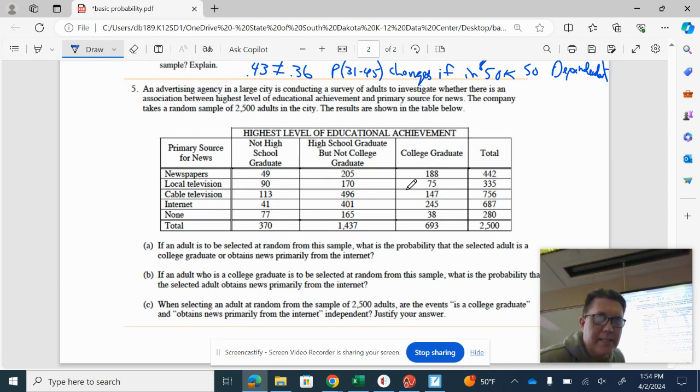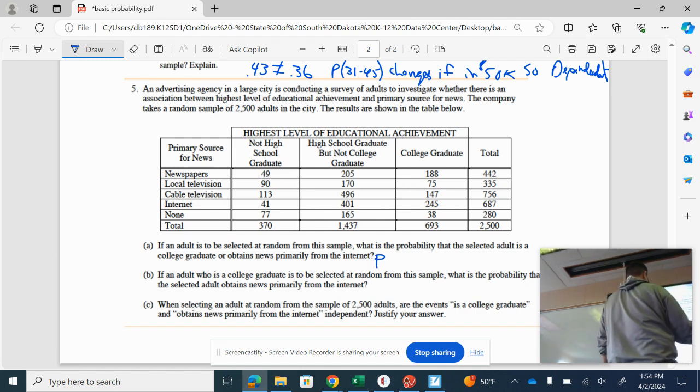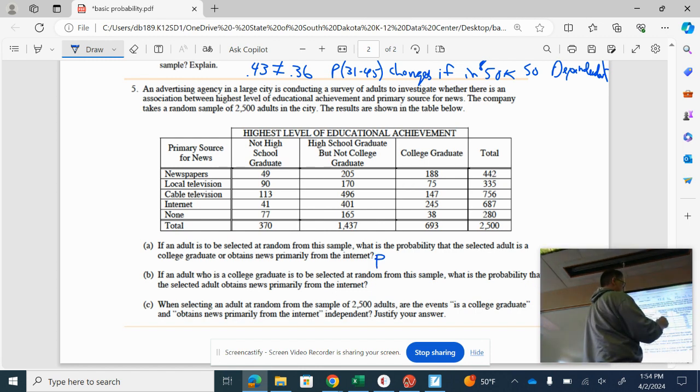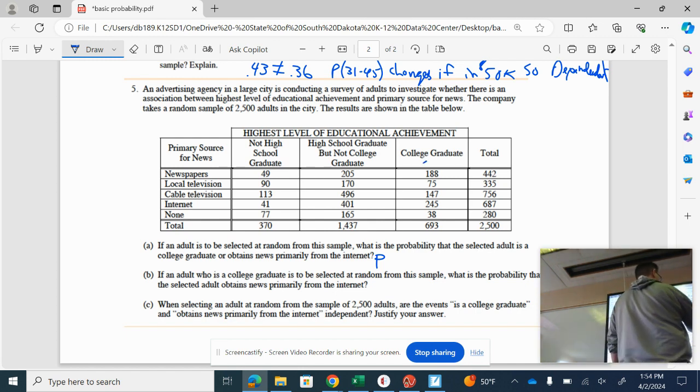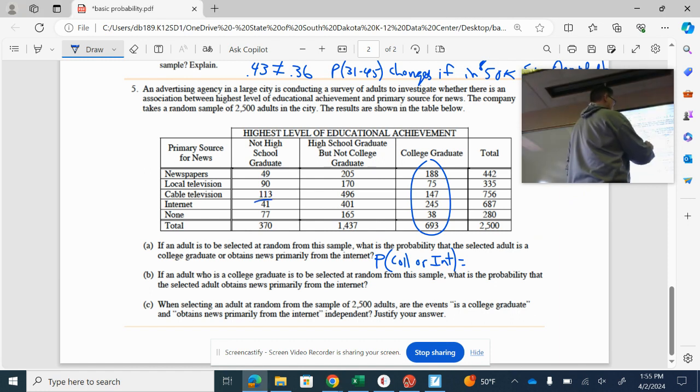Number 5, an advertising agency. I'm just going to jump straight to question A. If an adult is to be selected from this sample, what's the probability the adult is a college graduate or obtains news from the internet? Okay, so this one, college graduate would be this group. Or gets info from the internet. Internet would be this group.